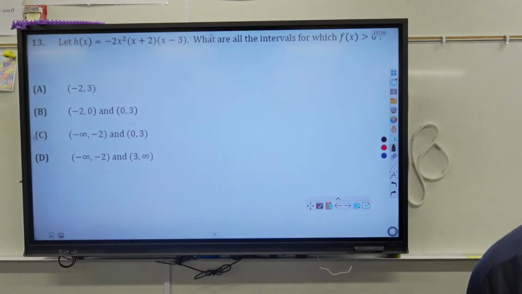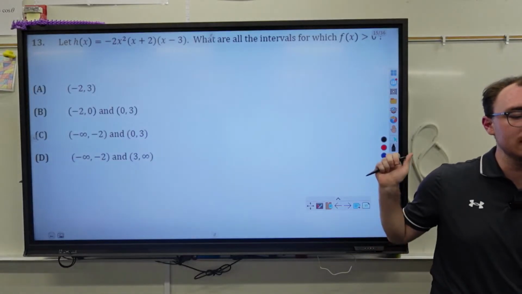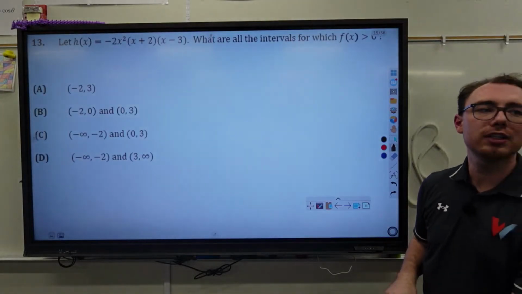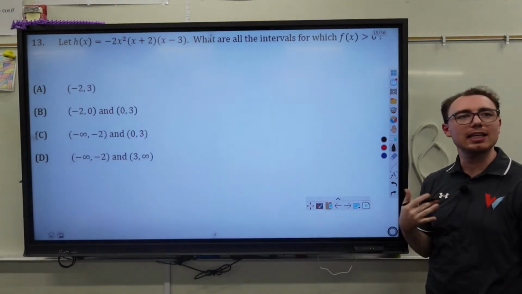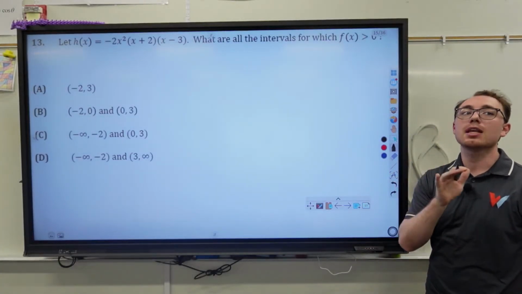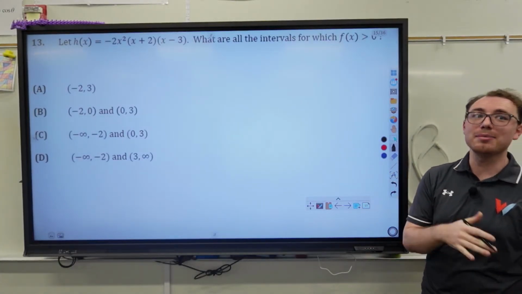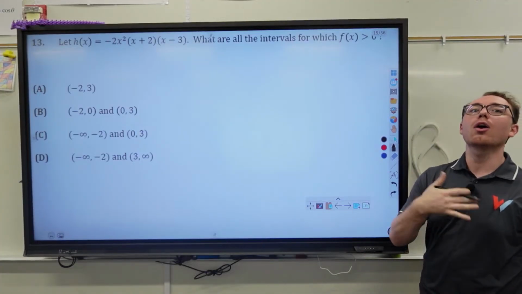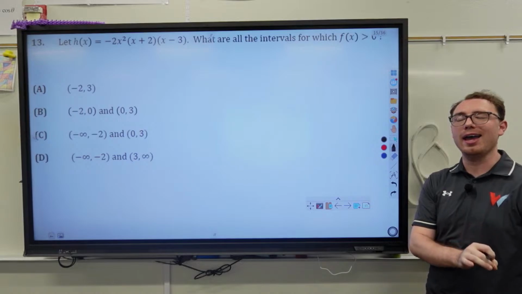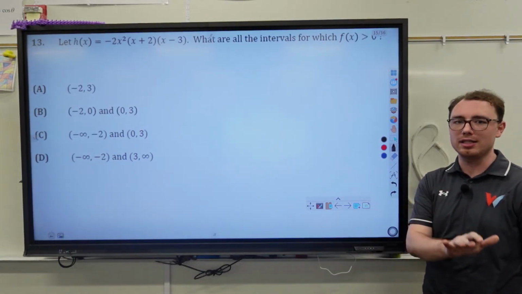Looking at 13 now. For 13 itself, we're going to let h of x equal negative 2x squared times x plus 2 times x minus 3. What are all the intervals for which h of x is greater than 0?